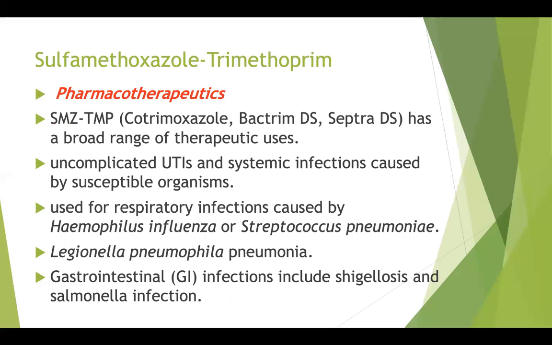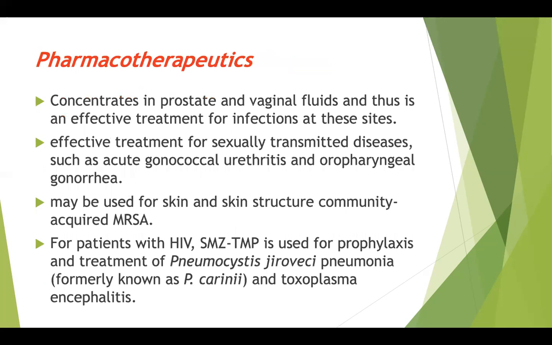And in case this cotrimoxazole does not work, then that's the time that we are going to prescribe the medications that we have discussed earlier, like gentamicin, erythromycin, clindamycin, chloramphenicol. Okay? But if not, then we use this SMZ TMP. It is also used for respiratory infections caused by Haemophilus influenzae and Streptococcus pneumoniae, Legionella pneumophila pneumonia, or we have mentioned earlier about Legionnaire's disease. And gastrointestinal infections, including shigellosis and salmonella infections.